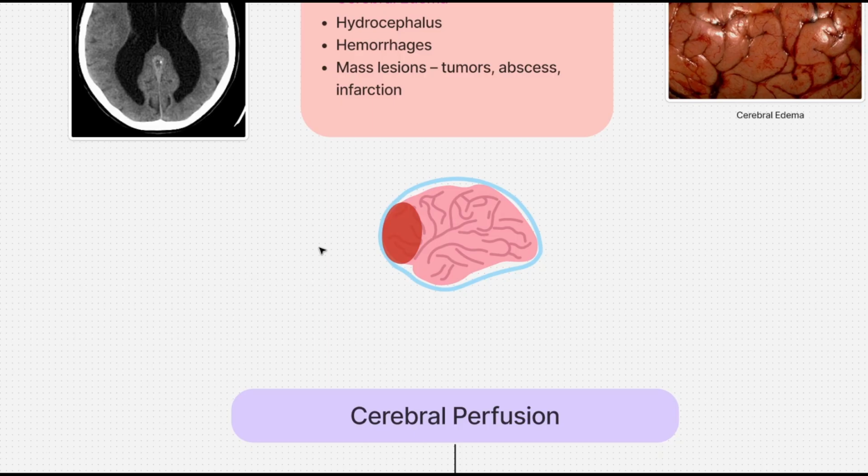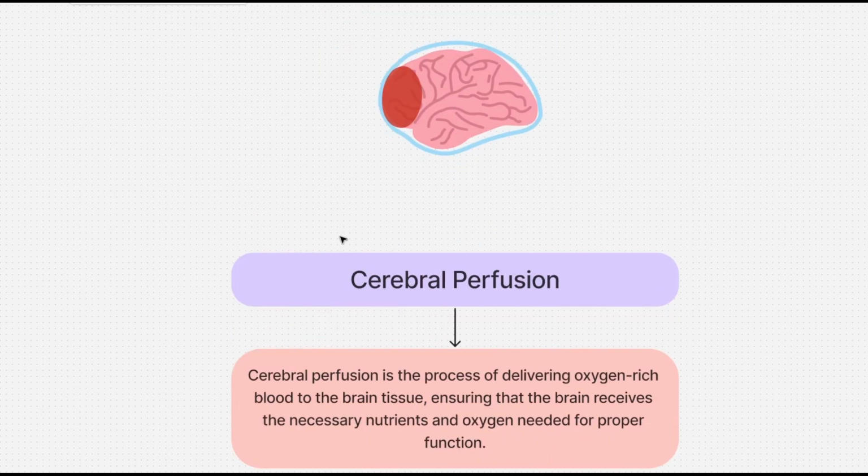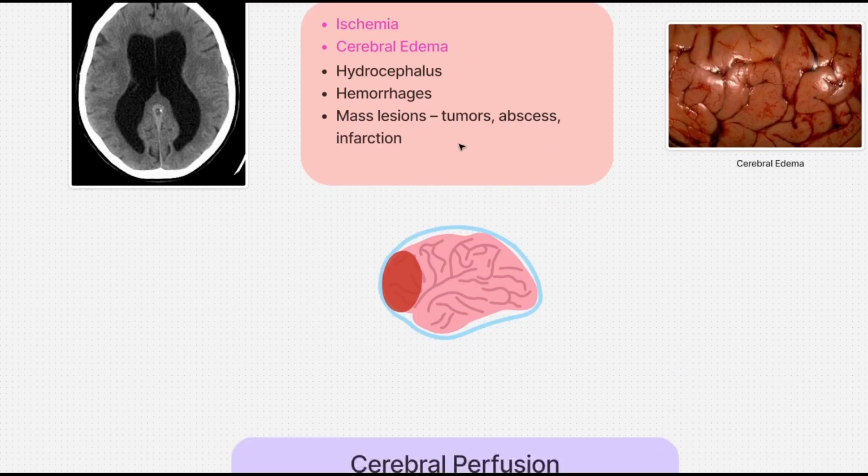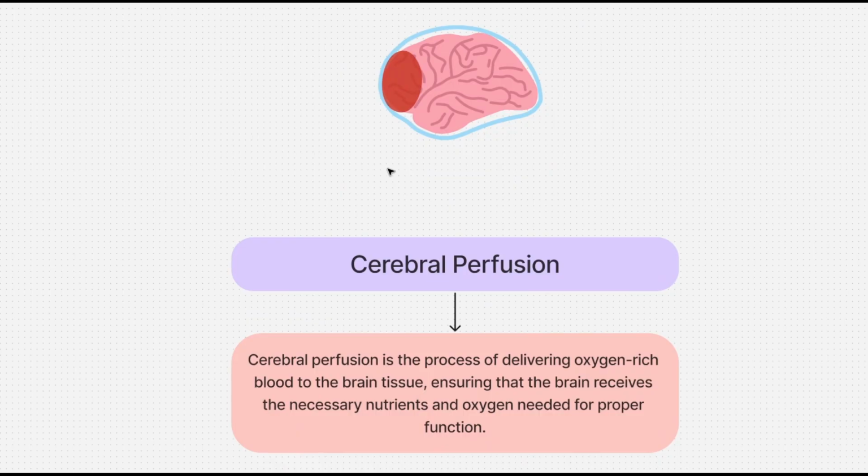Okay, now for the fun part. This is my favorite part of the lecture. So we're going to be talking about cerebral perfusion, and we're going to be going into ischemia and edema together. So first of all, what is cerebral perfusion? It is the process of delivering oxygen-rich blood to the brain tissue, ensuring that the brain receives the necessary nutrients and oxygen needed for proper function. So this is basically it.